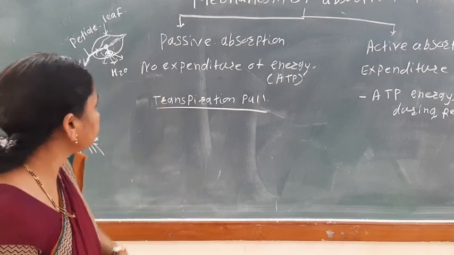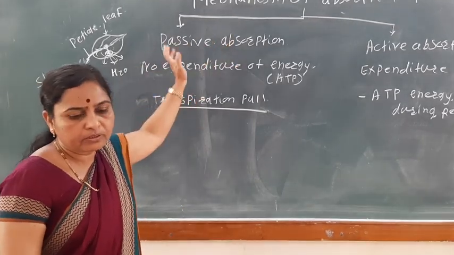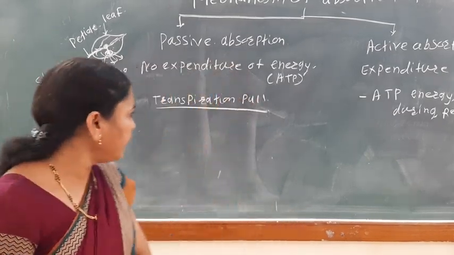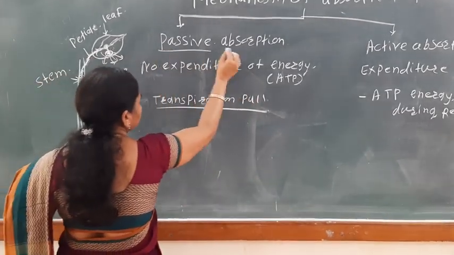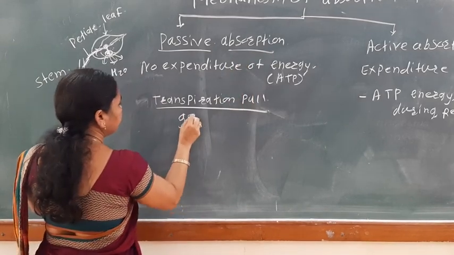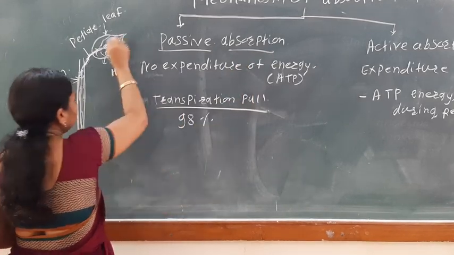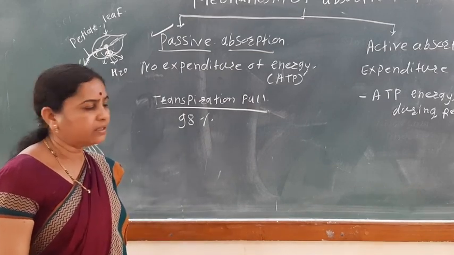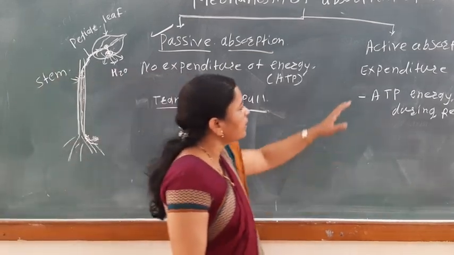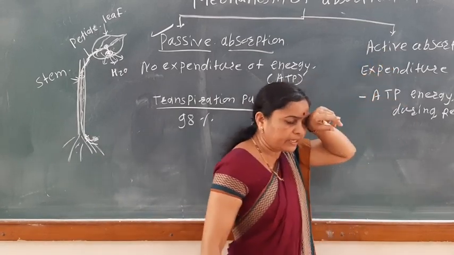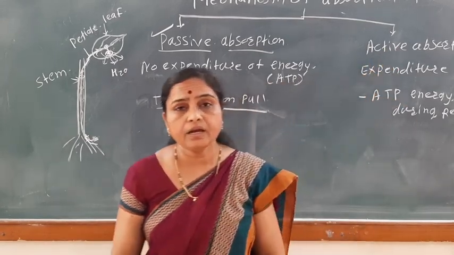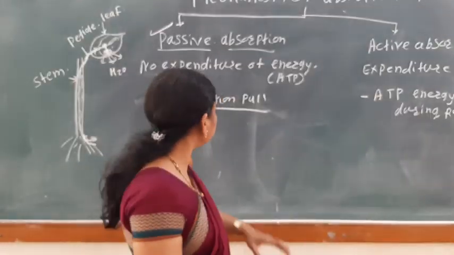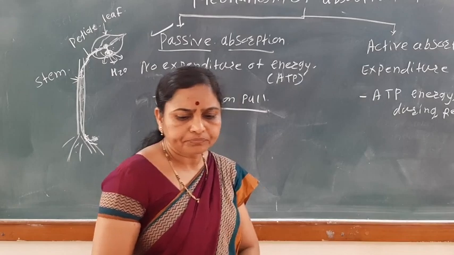Okay, so it is passive absorption, that is, there is no expenditure of ATP energy, and by passive absorption about 98% of water is absorbed, while by active absorption a very small amount of water is transferred. So here we have seen the transpiration pull.